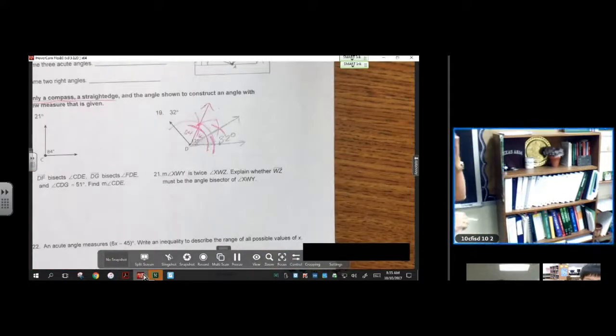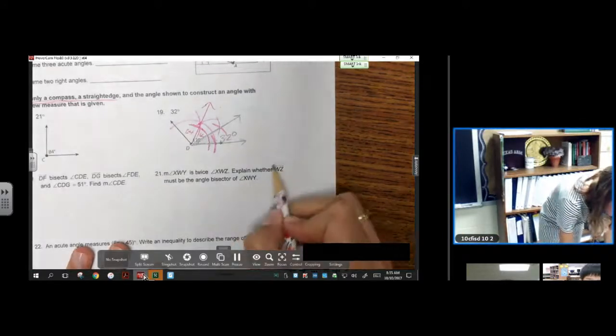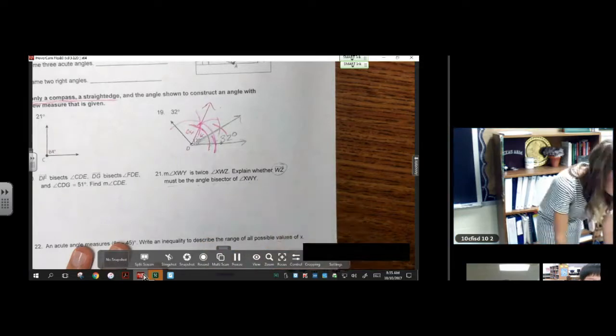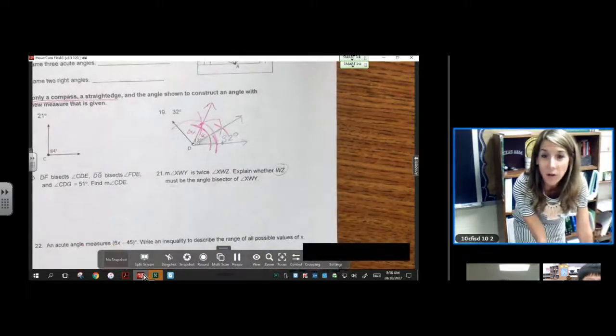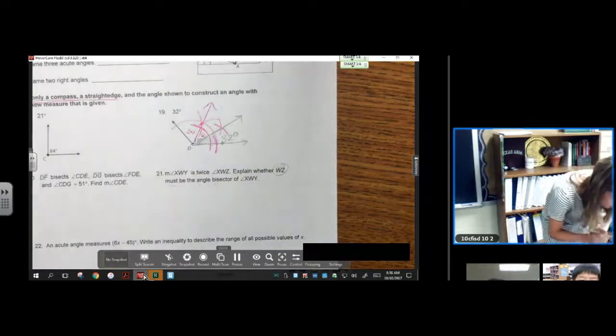So on 21, remember, explain whether ray WZ must be the angle bisector of XWY. It's easy to draw an example where it works. Usually on these problems, you can draw an example where it works. Let's draw that real quick.